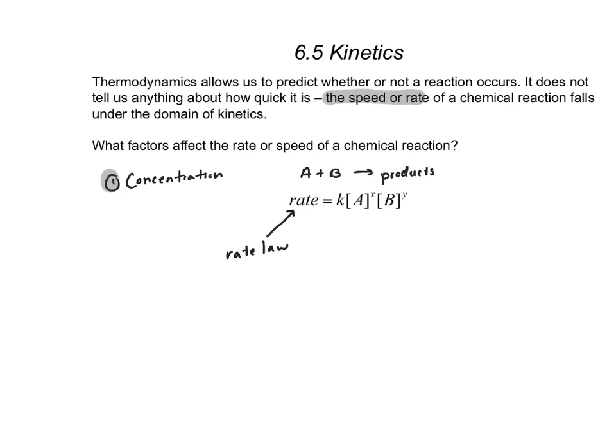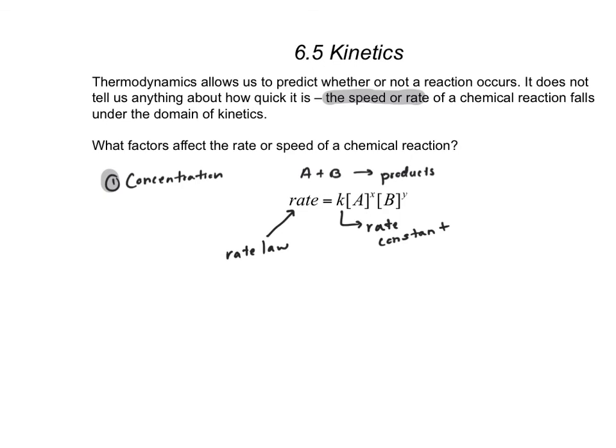It had a lot of different parts to it. Rate was just the speed of the reaction. What was this little lowercase k? It's a constant, our little tiny rate constant. Not to be confused with the equilibrium constant. So the brackets were just saying concentration of A, concentration of B.